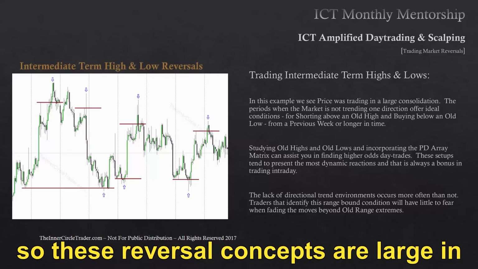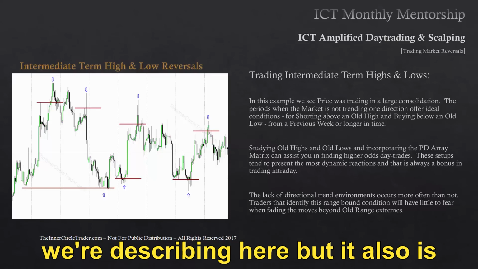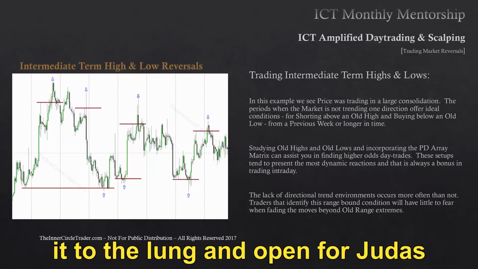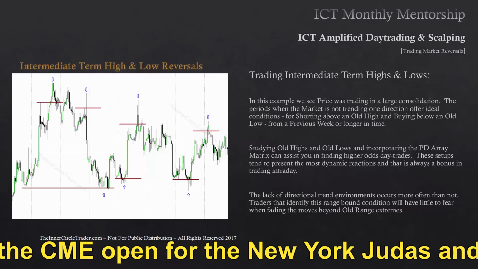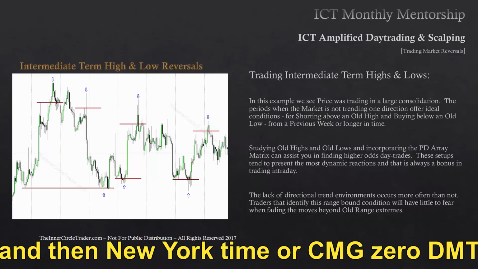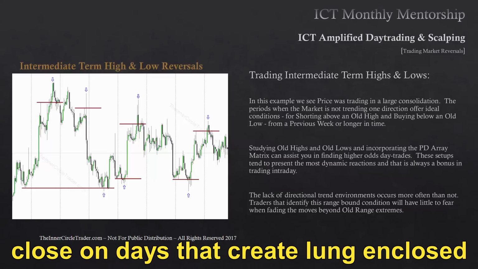So these reversal concepts are large in scale with intermediate-based ideas, that's what I'm describing here, but it's also minute to the point where we can reduce it to the London Open for Judas, the CME Open for the New York Judas, and Asia. It has its Judas at 8 o'clock New York time, or 0 GMT. And then you have it also at London Close on days that create London Close reversals, as we'll talk about.